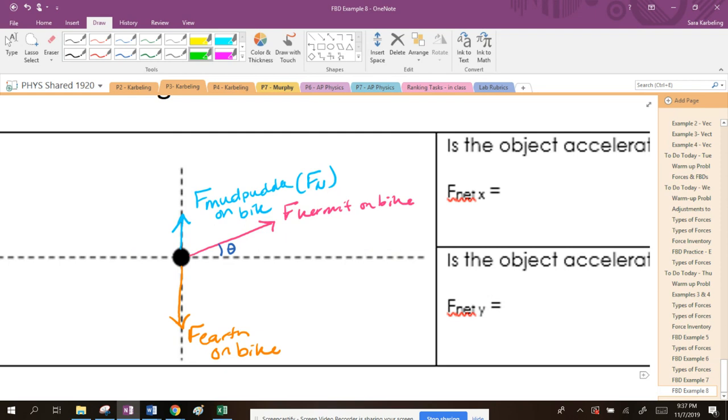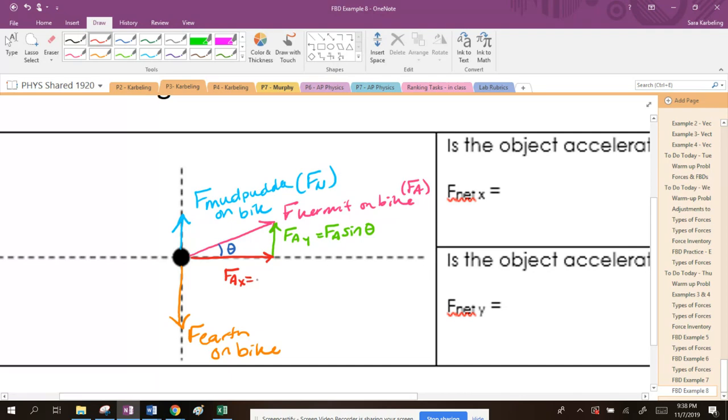And I'm going to do the same thing on this one because, again, Kermit is pulling up on the bike as well. That's an applied force. And so we've got some force in the upward y direction here, FA y, which is FA sine theta. And that's also acting in the y direction. Similarly, we've got some x direction piece of that. So I'm going to go ahead and write that one out here right now. This is going to be FA in the x direction, or FA times the cosine of theta.